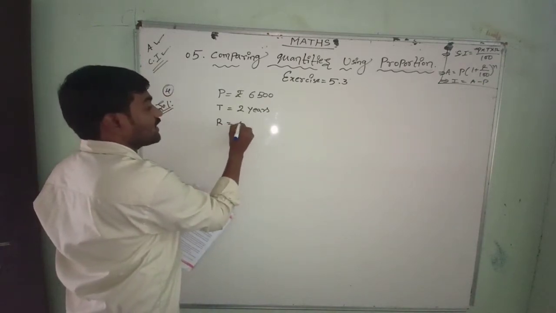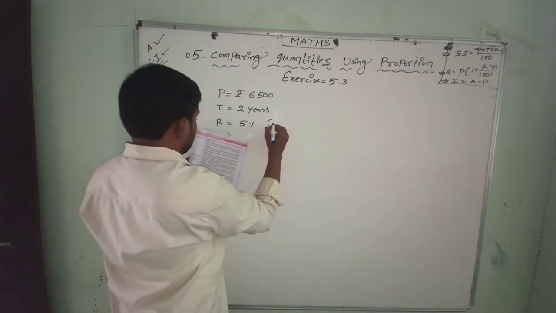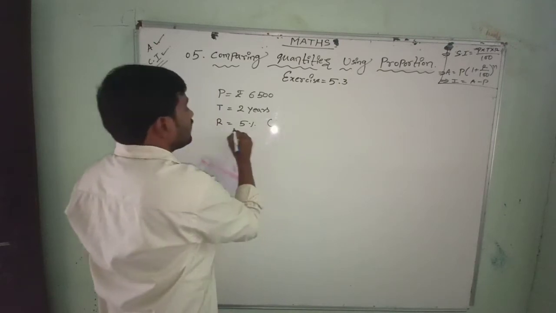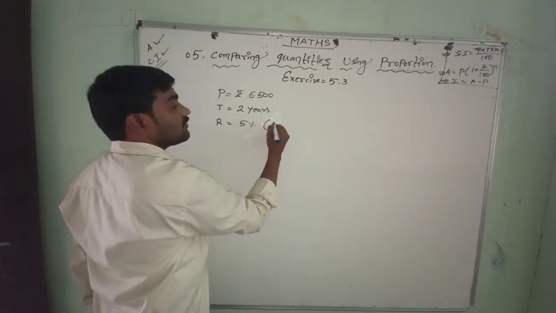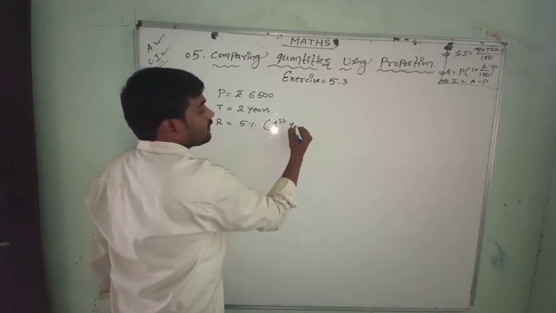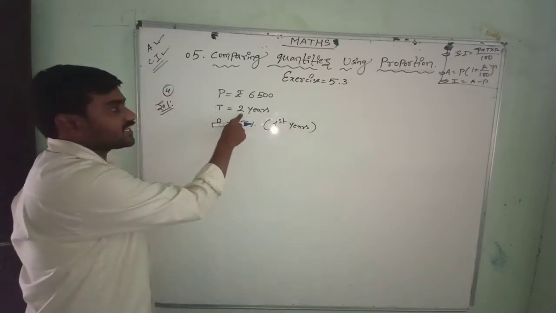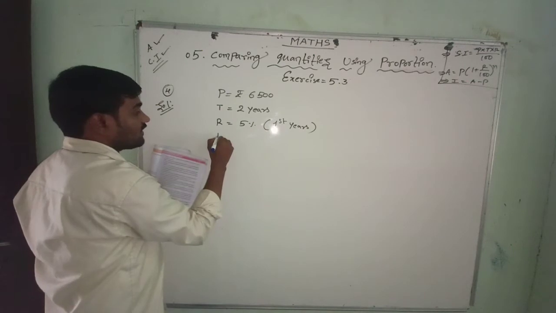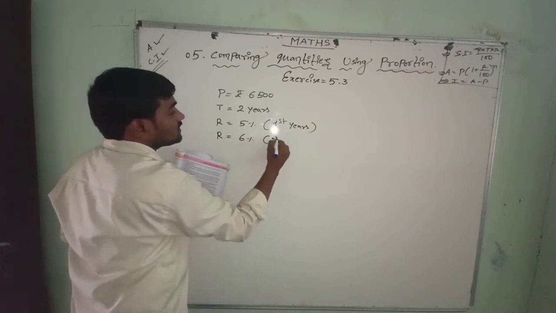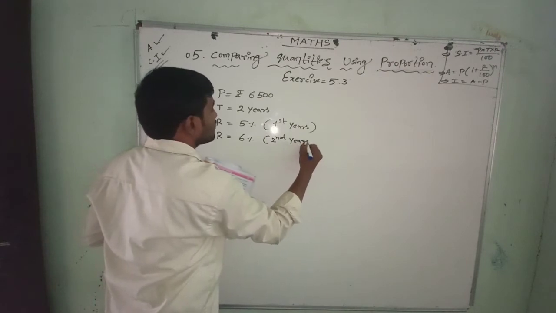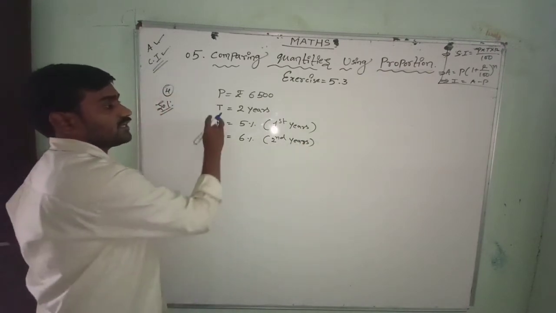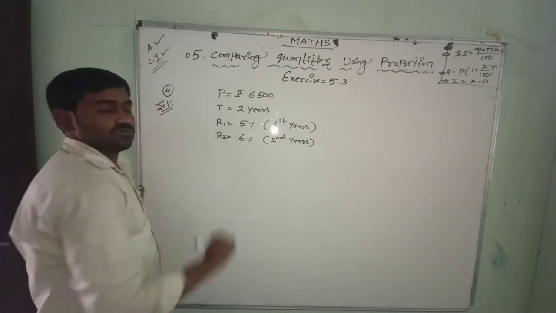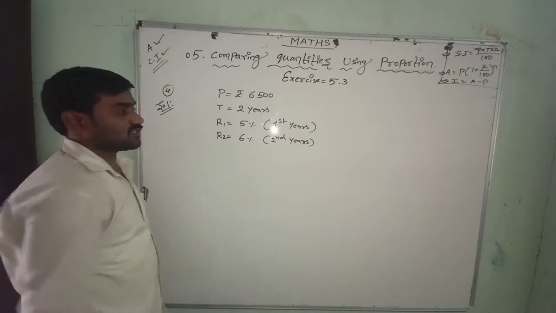The rate of interest at the beginning is 5%, during the first year. For the first year the rate of interest is 5%, then again the rate of interest is 6% in the second year. You write the sentence completely, then you will understand. The rate of interest for the first year is 5%, for the second year 6%, like R1 and R2.